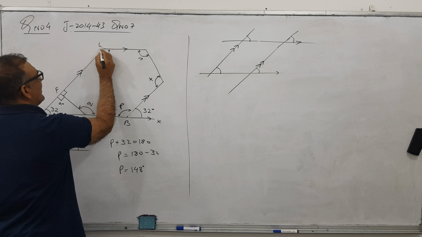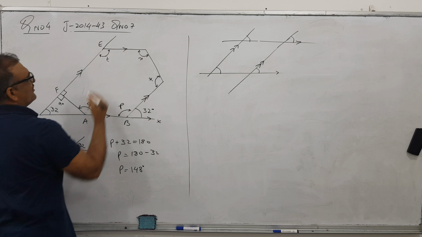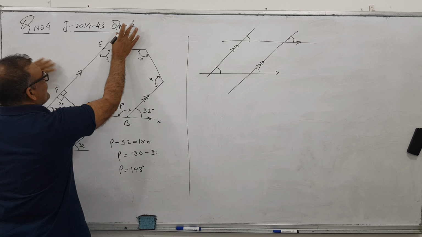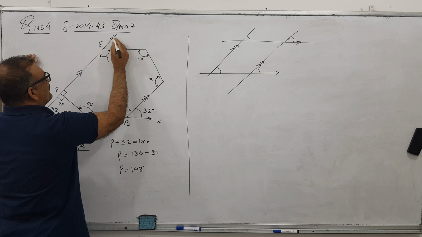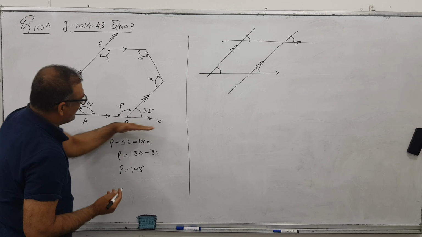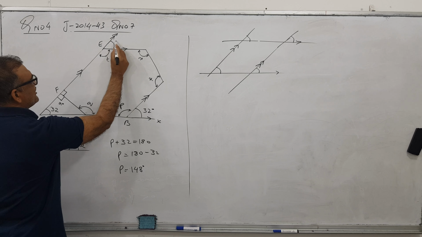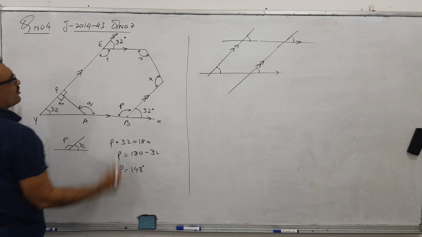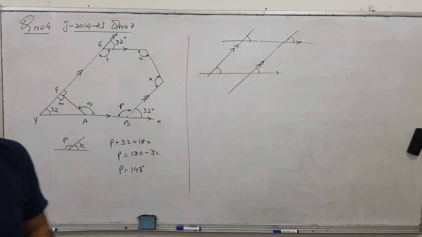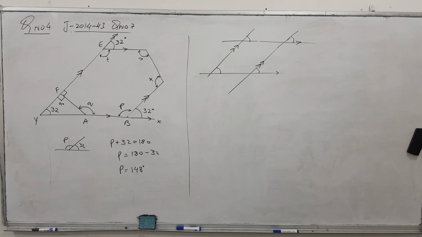Interestingly, if I extend this line further, this is double arrow, this is single arrow. So it means double arrow, single arrow, double arrow, single arrow. So this is also 32. I hope you got the idea behind it, so we can get the answer easily from here.